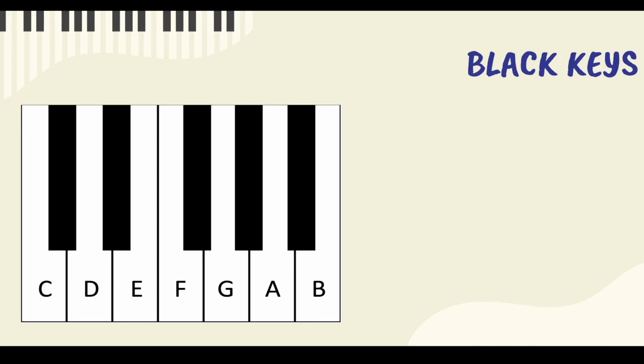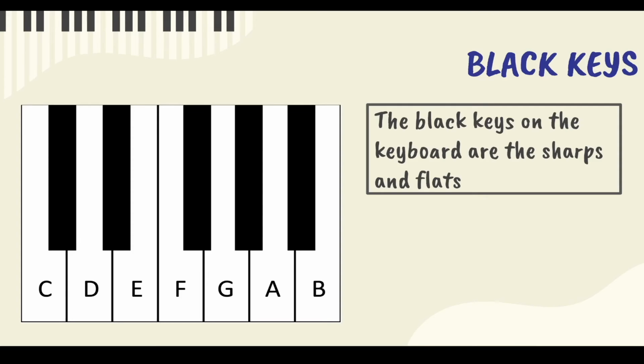Alright, so just now you have remembered that we were looking and listening to how the notes sound like on the keyboard. Which side was higher pitch and which side was lower pitch? Right, you remember that the right side is higher in pitch and the left side of the keyboard is lower in pitch. So the black keys on the keyboard are the sharps and flats.